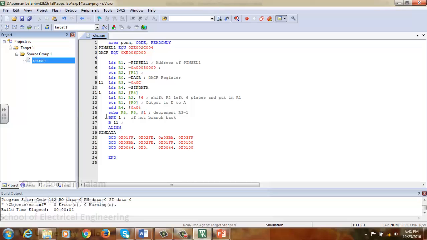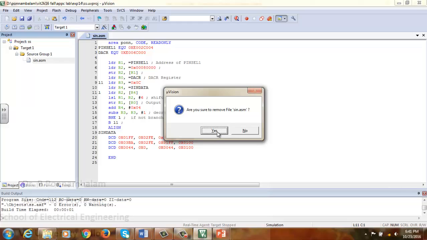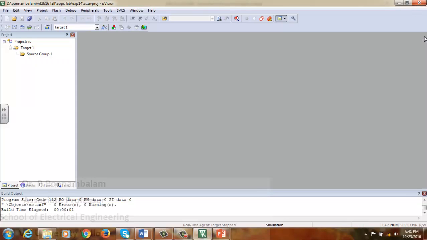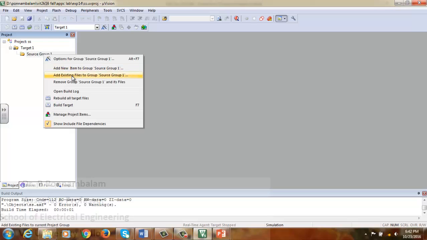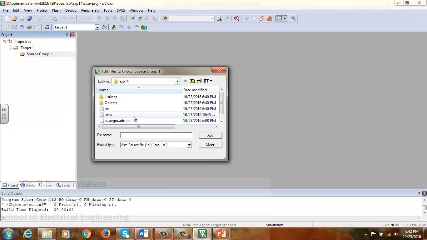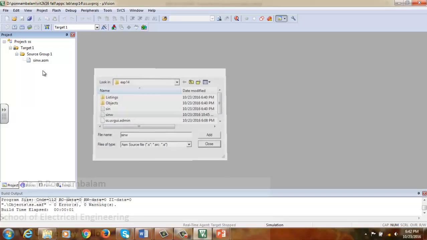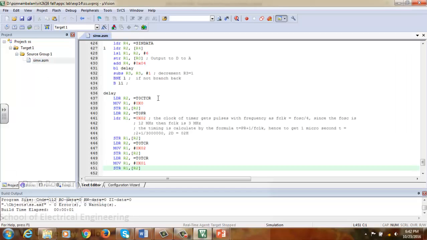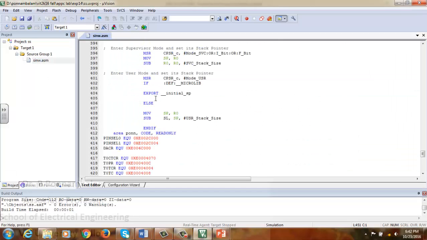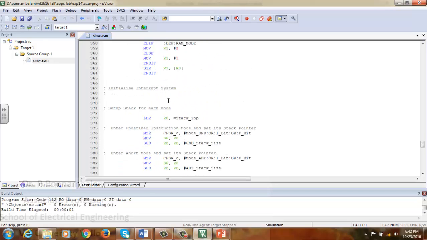Okay, now we'll try to do the sine wave program with a 50 hertz supply. We'll try to get the sine wave with a frequency of 50 hertz. So this is the program for getting the sine wave with 50 hertz.